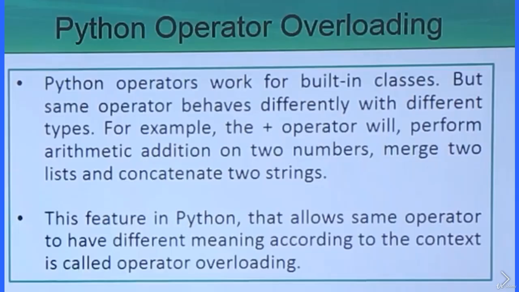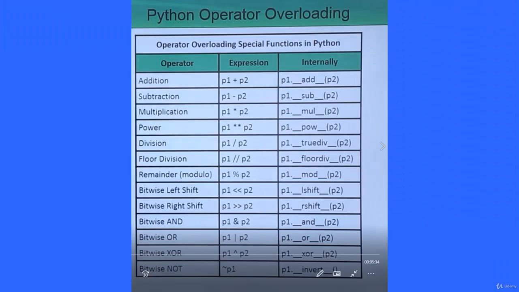The same plus operator will merge two lists and concatenate two strings. So depending upon the input argument type, the operator will have different purposes, and different operations get carried out. That is known as operator overloading. This feature in Python that allows the same operator to have a different meaning according to the context is called operator overloading.